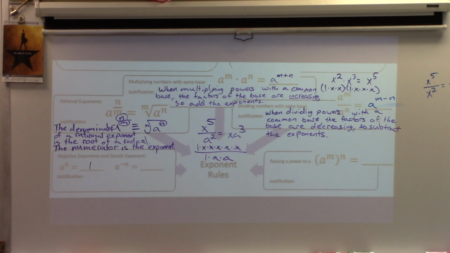Now, which part do you need me to not erase? Because I was just going to erase x to the 5th divided by a squared. Okay, now you can erase all of it.